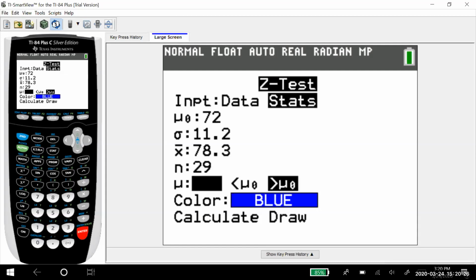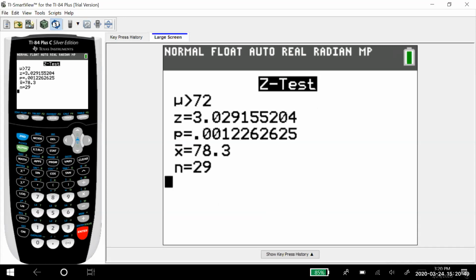And then this mu down here is what our alternative hypothesis was. Remember, we said we thought mu was greater than the original mu sub 0 from the null hypothesis. So we pick the one that says greater than, just like we wrote on our alternative hypothesis. And then we just come down here and calculate. That p-value it gives us is what we want.